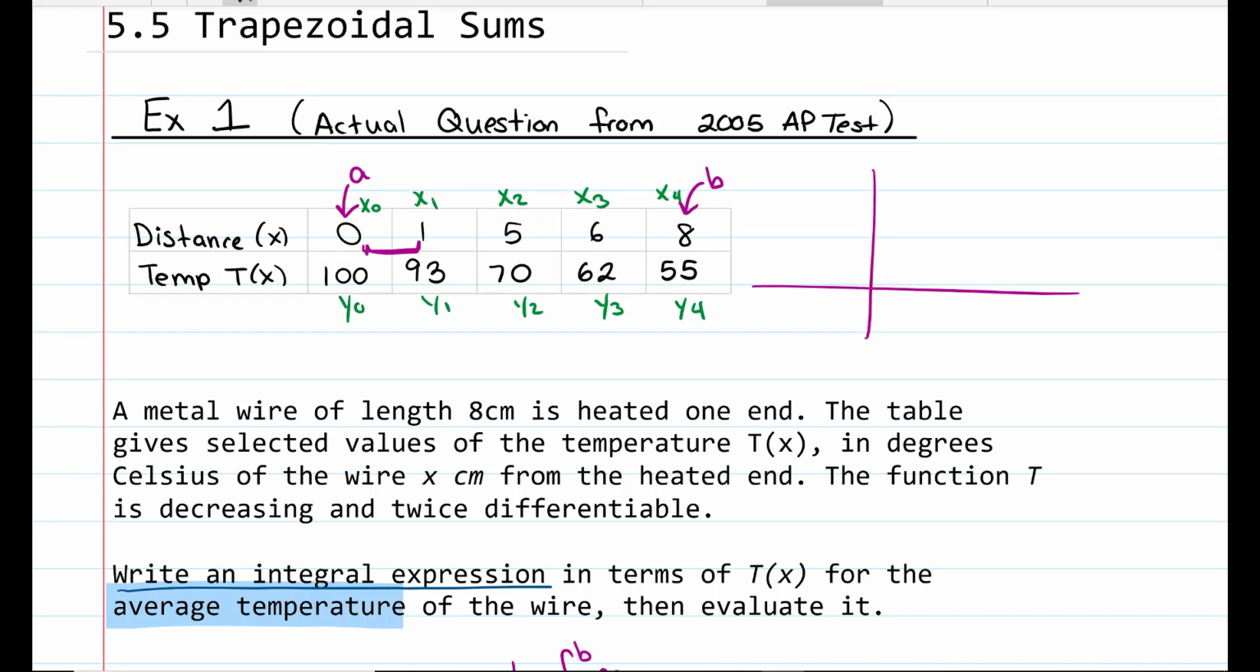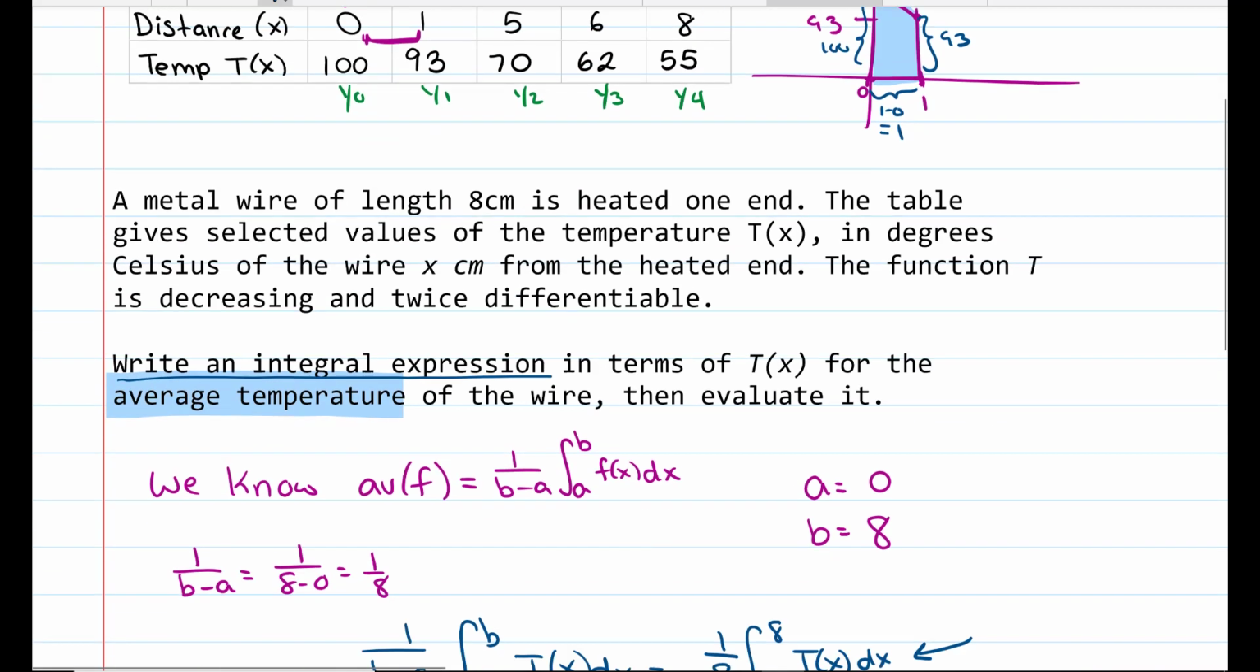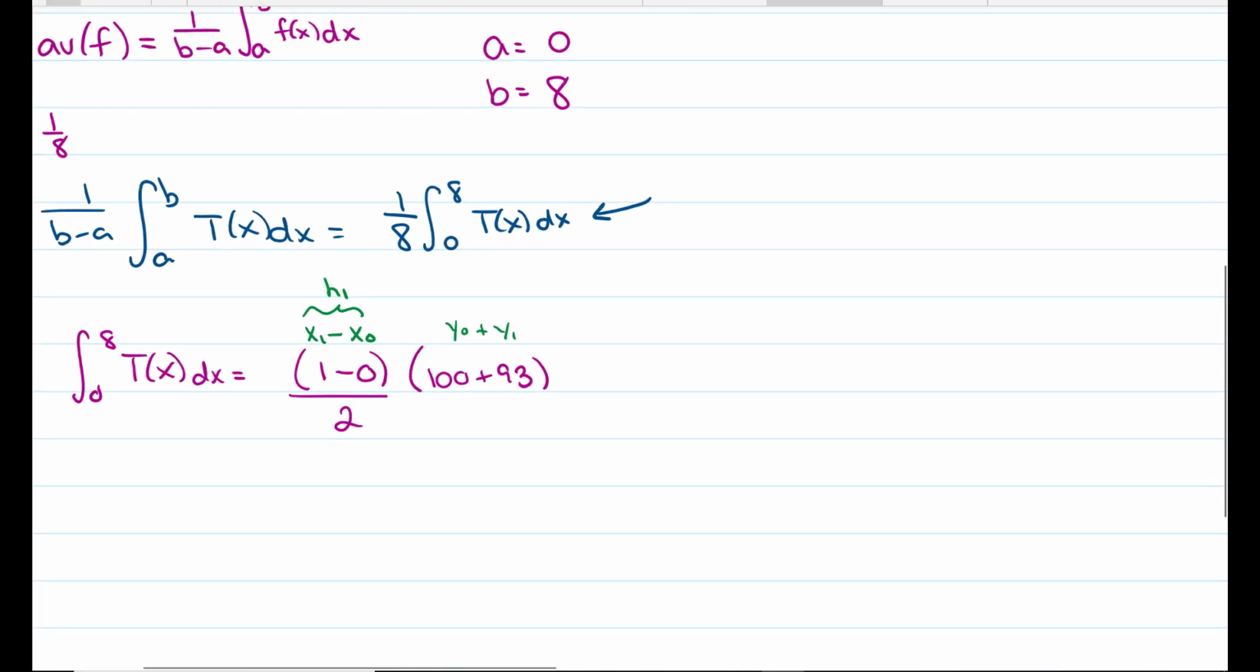If I draw it out quickly, here's 100, here's 93, and here is 1, here is 0. At 0 you're at 100, at 1 you're at 93. So it's going to come down like this, and this is going to be my trapezoid. I want to find basically that area. So the first height would be 1 minus 0, which is 1. This base is 100, this base is 93. Okay, so that's the first trapezoid.